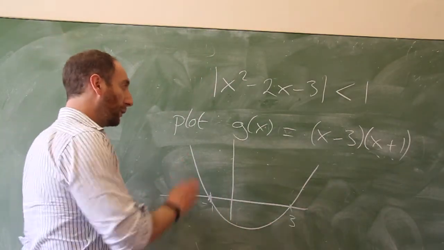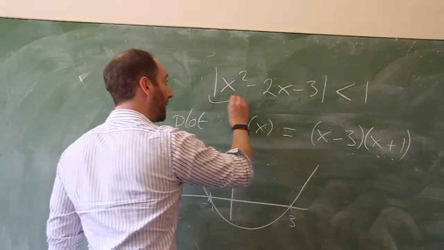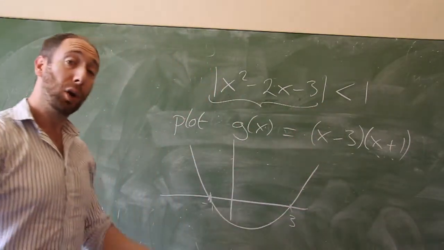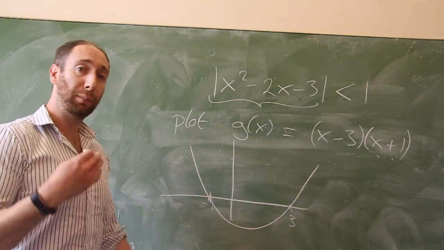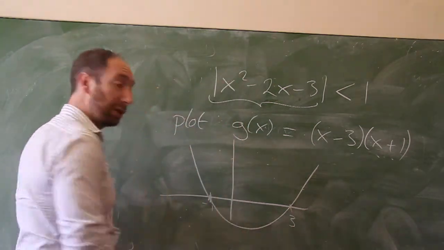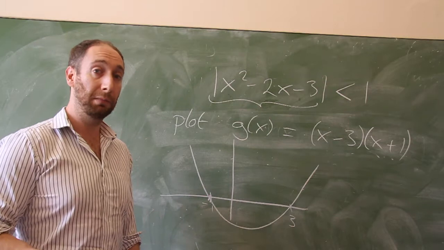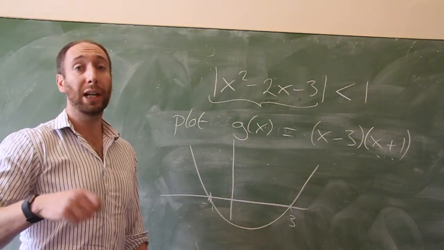But in fact, what we want is not this function, but we want the absolute value. We want this function, the absolute value of this. All we ever do when we have any graph, any function, and we plot the absolute value, is the absolute value function says, if we've got a positive value for our function, leave it as it is, and if it's a negative value, then just change the sign.